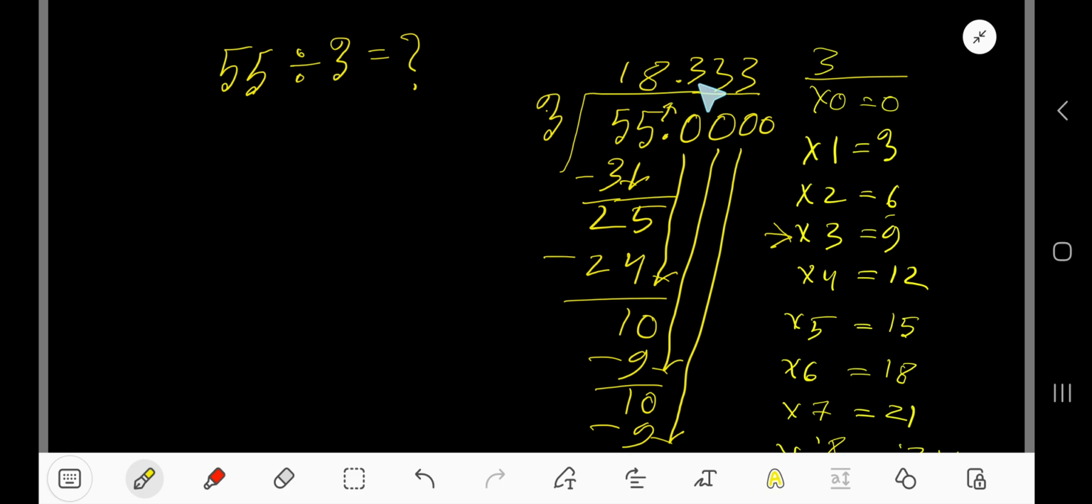So our answer is 18.333 dot dot dot. Since this process is continuing, this is the answer. You can write your answer in another form. Just place a bar over 3 to mean that this digit is repeating.